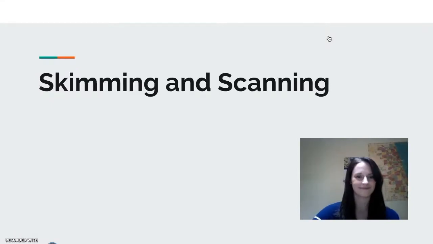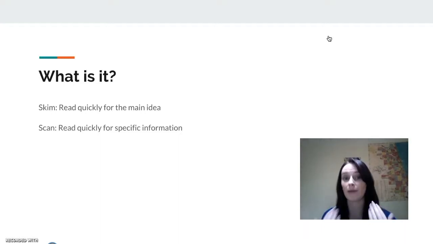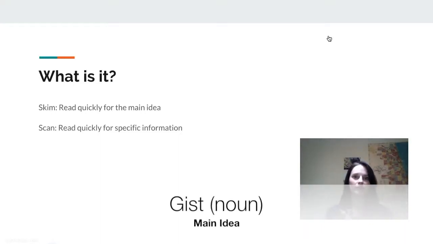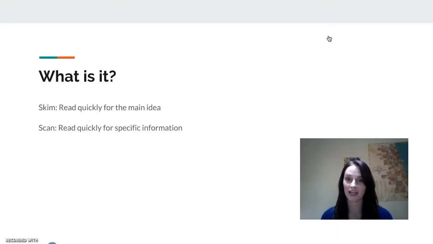So here we go. What is it? Both skimming and scanning are words that we use to talk about reading quickly. For skimming, we're going to refer to reading quickly just for a gist. When I say gist, that means the main idea, the most important point that the writer is trying to make. Scanning refers to reading quickly more for a specific word or phrase in the reading.